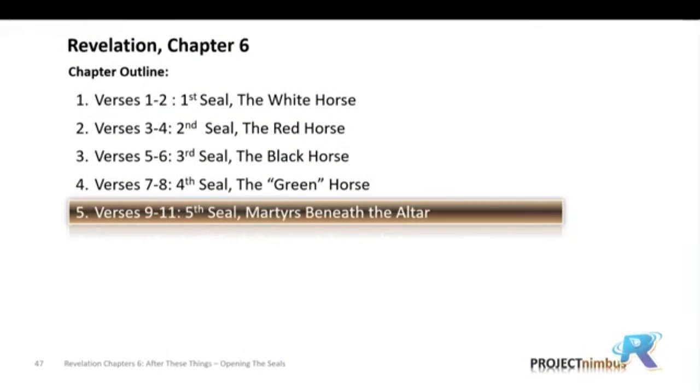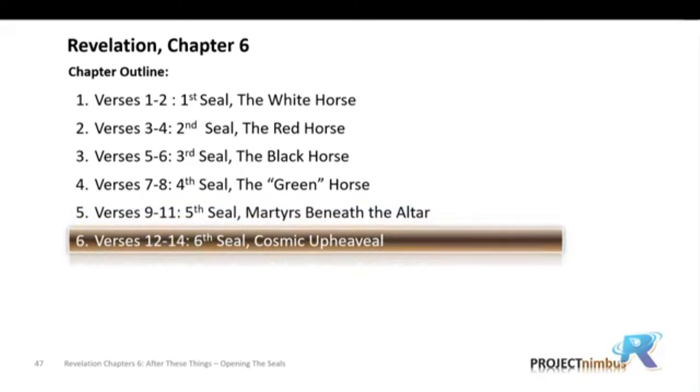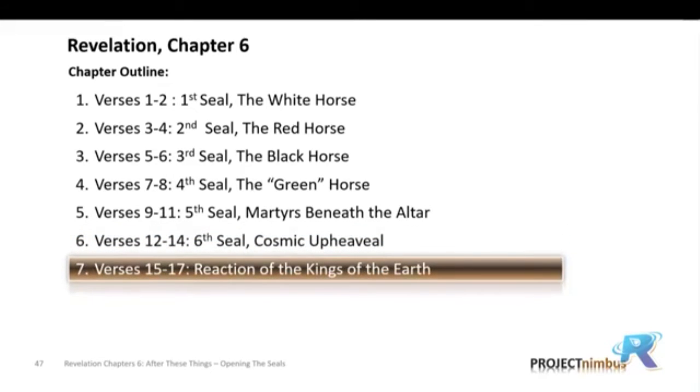Verses 9 through 11 show us the fifth seal, martyrs beneath the altar. And 12 through 14 show us the sixth seal, which is cosmic upheaval. Verses 15 through 17, interestingly, show us the reaction to all of this chaos that the kings of the earth show when all of this starts happening. In this session this morning, we will get through the fourth seal. We will save the fifth seal, the sixth seal, and the reaction of the kings of the earth for one more session.